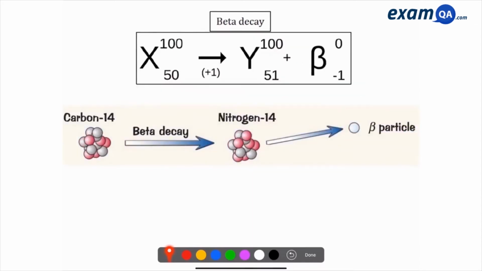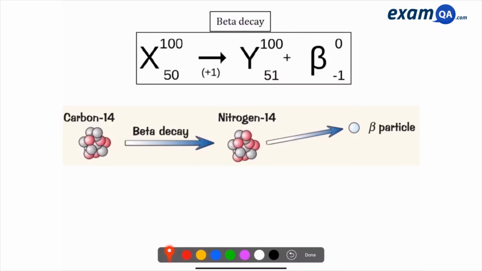With beta decay, the rule is you add 1 to the bottom. So if you have X 100 over 50, you do nothing to the top, so that stays 100, the element changes, and you add 1 to the 50, you make that into 51, and then you write beta 0 minus 1. Okay, and you should see that the numbers on both sides should match up. So for example, here is 100, here is 100 and 0, so that's 100. Here that's 50 and minus 1, so again that gives you 50.